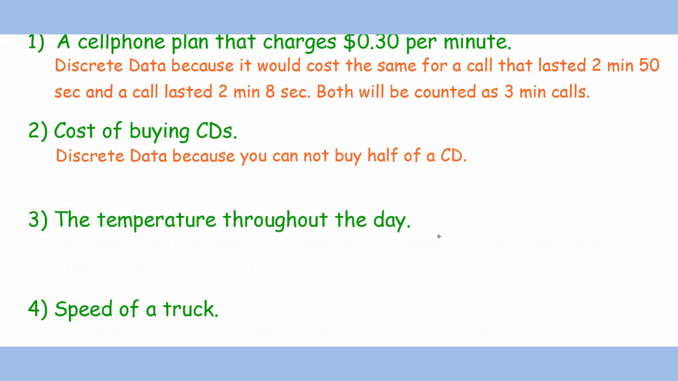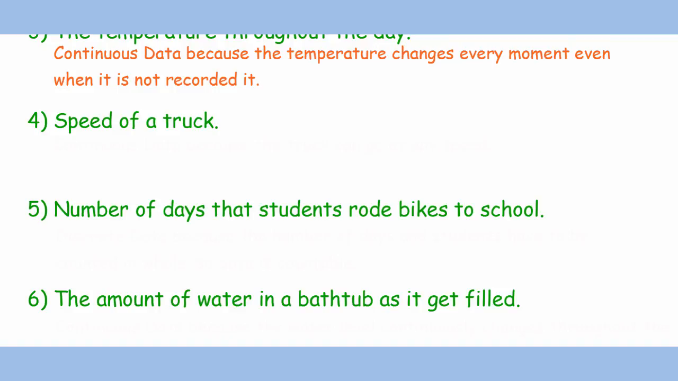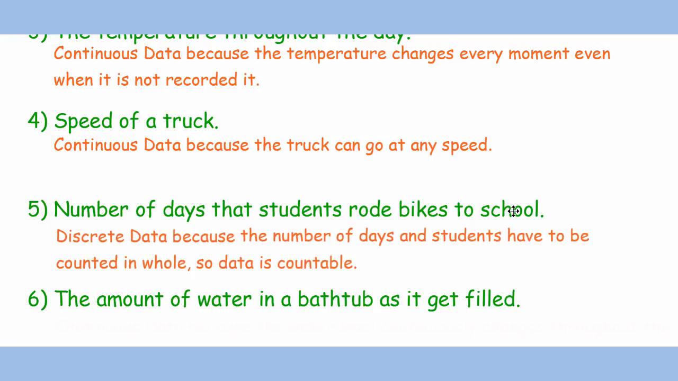The temperature throughout the day. This will be continuous because the temperature changes every moment even when it is not recorded. Speed of a truck. It will be continuous because the truck can go at any speed at any given time. Now, the number of days that students rode bikes to school will be discrete because the number of days and students have to be counted in whole, so the data is countable and cannot be in halves.